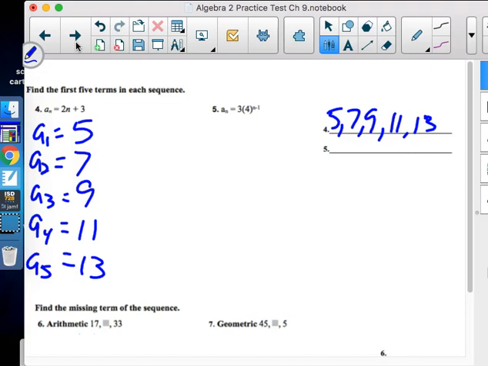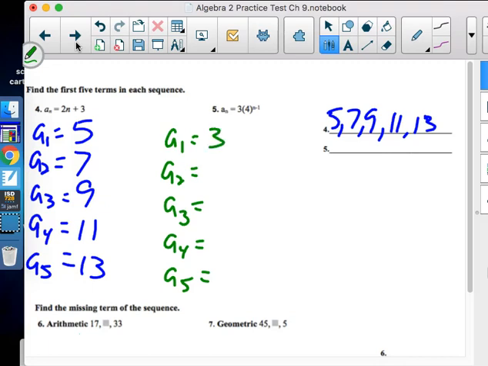So remember, they look like lines. That's what they look like in the equation. 5 does not look like a line. Do you know what type that one is? It is geometric. Something times something to the n minus 1 power. How are we going to get the first term? Yeah. 1 minus 1 is 0. What's anything to the 0 power? So 3 times 1 is 3.